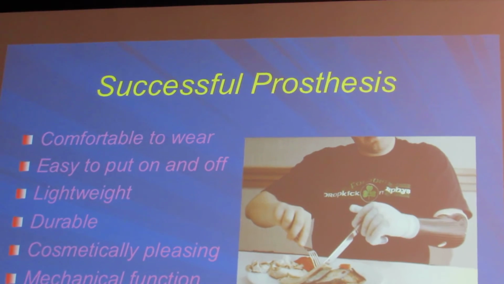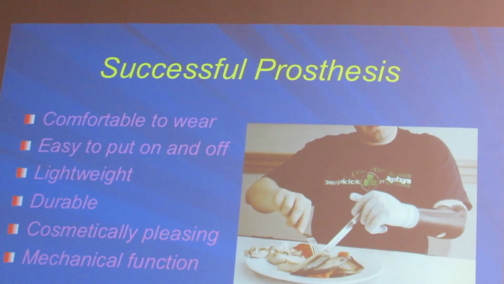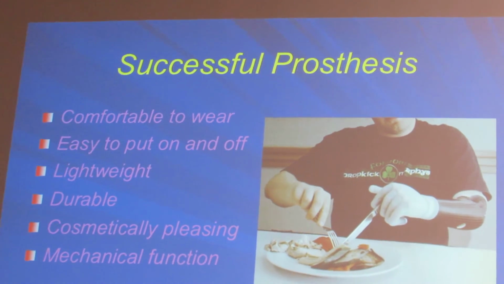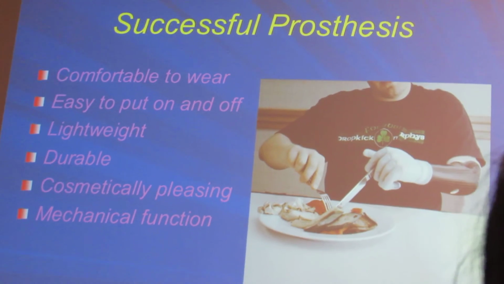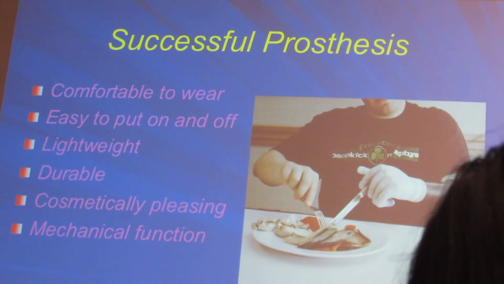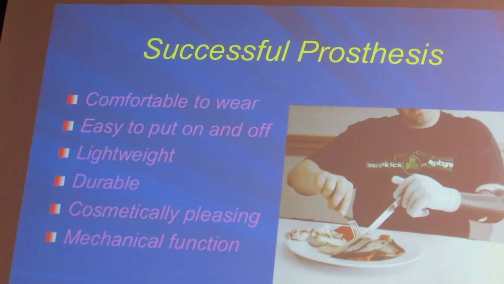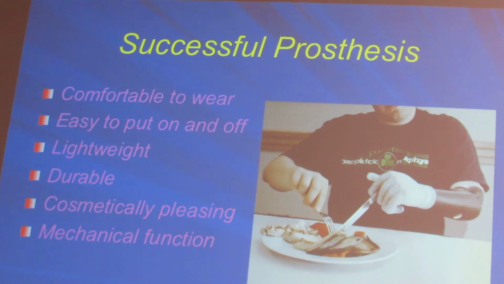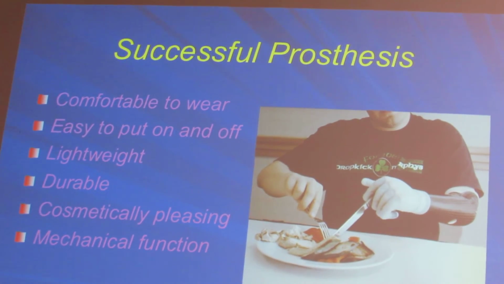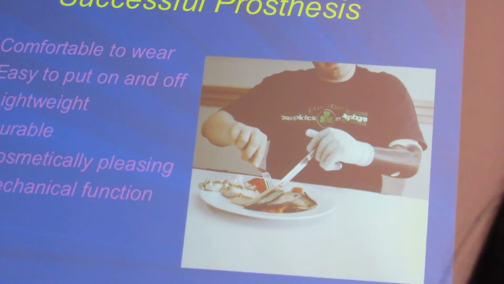Okay, so she has this slide. Know them. They're in red. She went over them multiple times in class today. Successful prosthetics: comfortable to wear, easy to put on and off, lightweight, durable, cosmetically pleasing, and mechanical function. Pretty intuitive reasons of what you would want in a good prosthetic device. But just review those and see why those would be important to the patient.